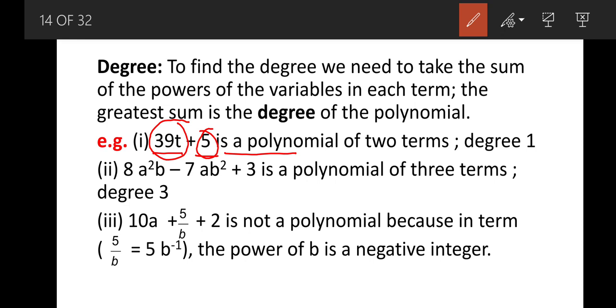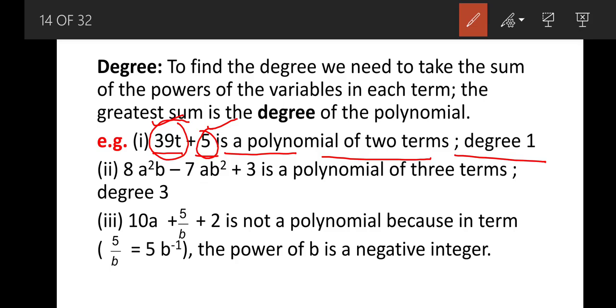How many terms are present? 2 terms. That is 39t and 5. These are 2 terms. And what is the degree? What is the power of the variable present in first term? That is t raised to the power 1. So the degree is 1. And the last term is 5. That is a constant term. No variable was present. So according to the first term, we have calculated the degree.